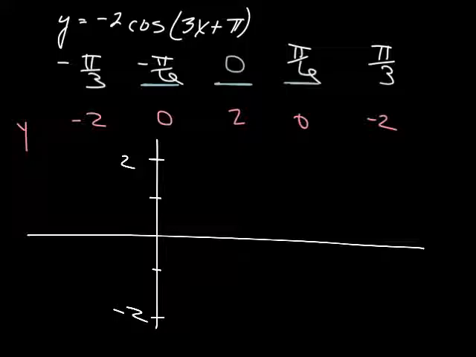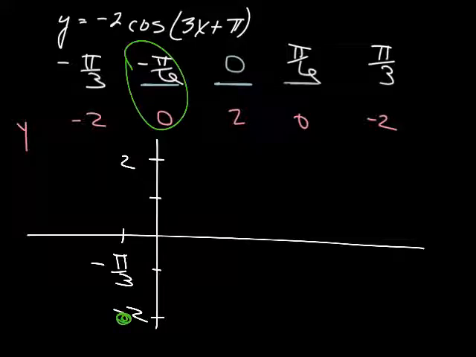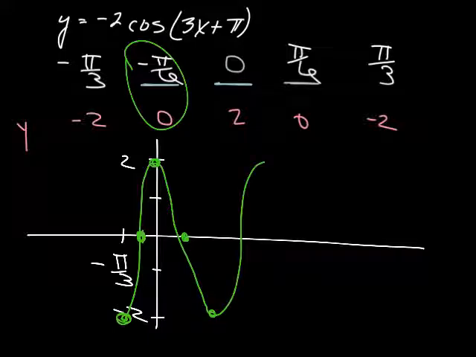So that means we have negative pi over 3. At negative pi over 3, we're at negative 2. At negative pi over 6, which is going to be here, we're at 0. At 0, we're at 2. At pi over 6, we're at 0. And at pi over 3, we're down at negative 2. So this is one period, and it said it wanted 2. So we'll just kind of do that at both ends, and we're done. Or you could have just continued this down and gotten 2 periods out of it.